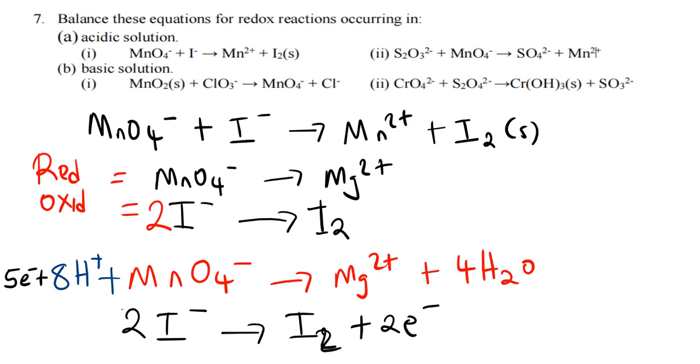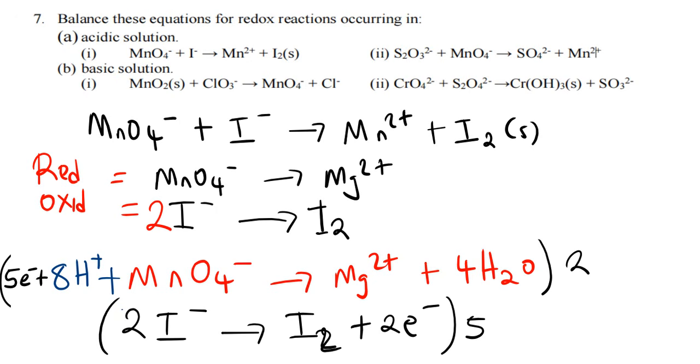Now we're supposed to equalize the electrons. Here we've got 5 electrons. Here we've got 2 electrons. So our electrons are not balanced. Now what am I going to do? For me to balance these electrons, since this one has 5, I'm going to multiply this downward by 5. Then the top one, I'm going to multiply it by 2 so that they cancel out each other.